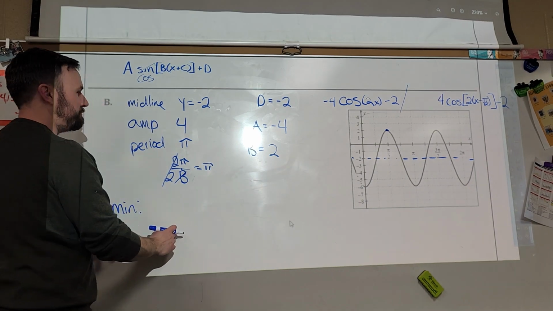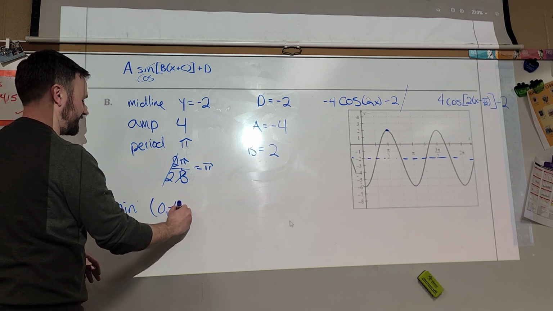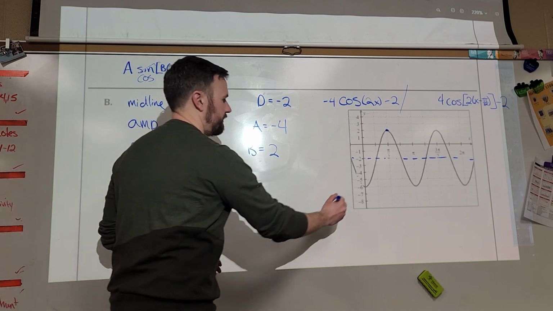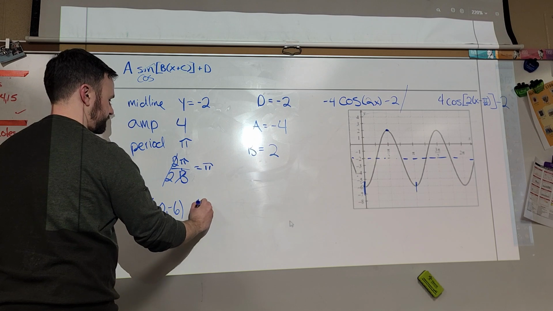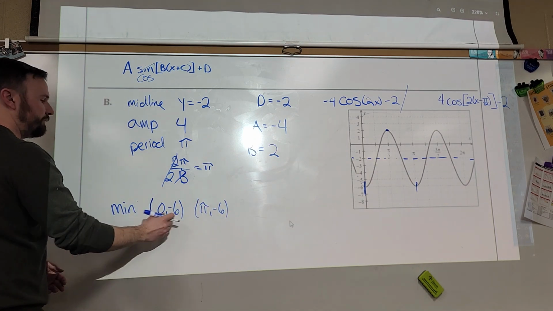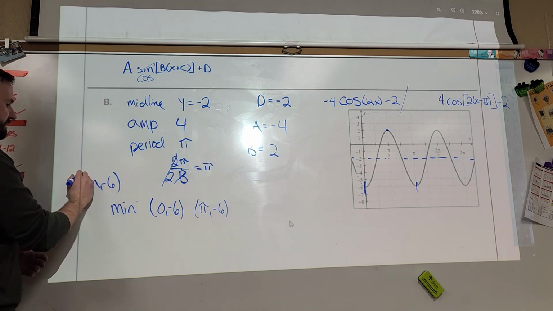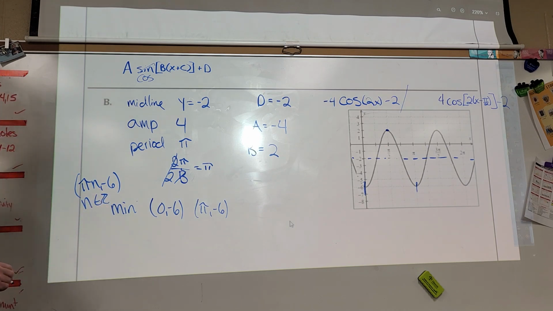All right, so my min point is 0, -6. Do you agree? Do I have another min point in one period? They want one period. Pi and -6. Instead of listing those out, could I have said it's pi n, -6? Where n is... Why did I start using n? Usually you're going to use k. Yeah, it depends on the book. You can. It's half a period. Or no, that's a period, yeah.